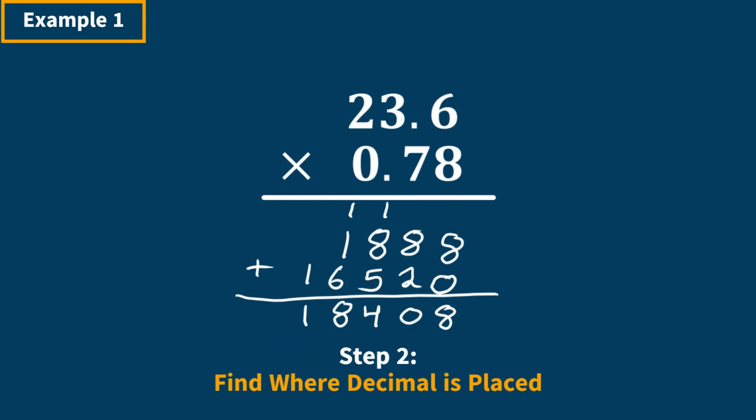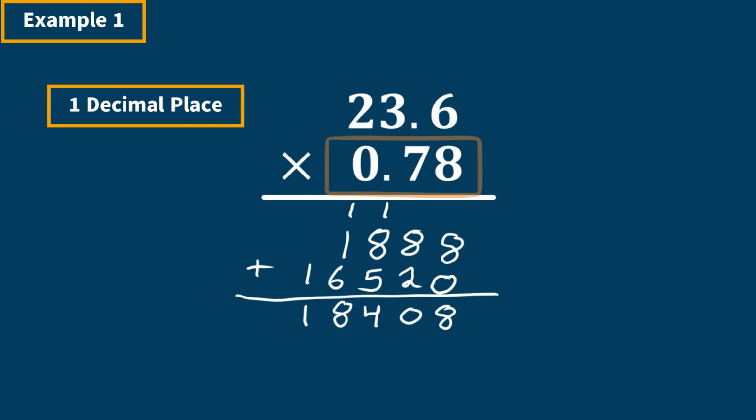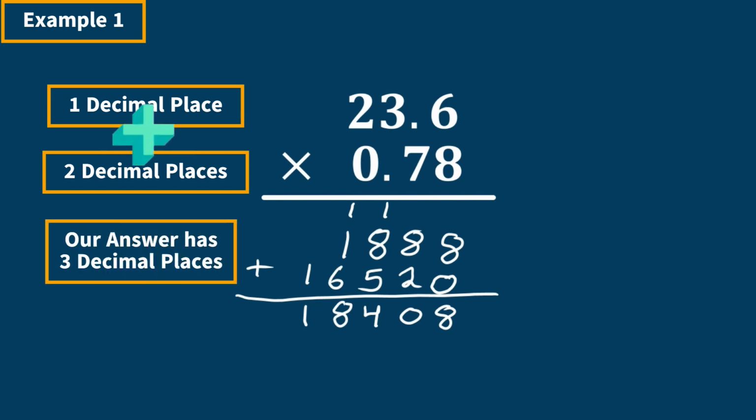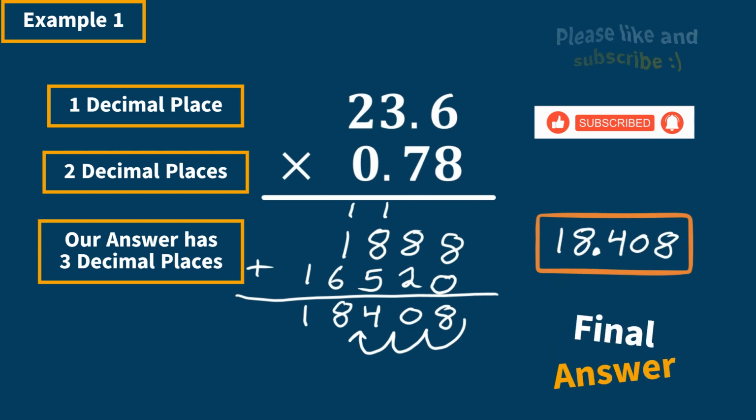From here, we need to figure out where our decimal is going to go. Looking at the number on top, the 23.6, we see that there is 1 decimal place there. Looking at the second number, we see that there are 2 decimal places. What we do is we add those together. So 1 decimal place plus 2 decimal places equals 3 decimal places. That means that our decimal is going to be in the third spot. So 1, 2, and 3. Our decimal is going to go here. Our final answer is going to be 18.408. And this example is complete.